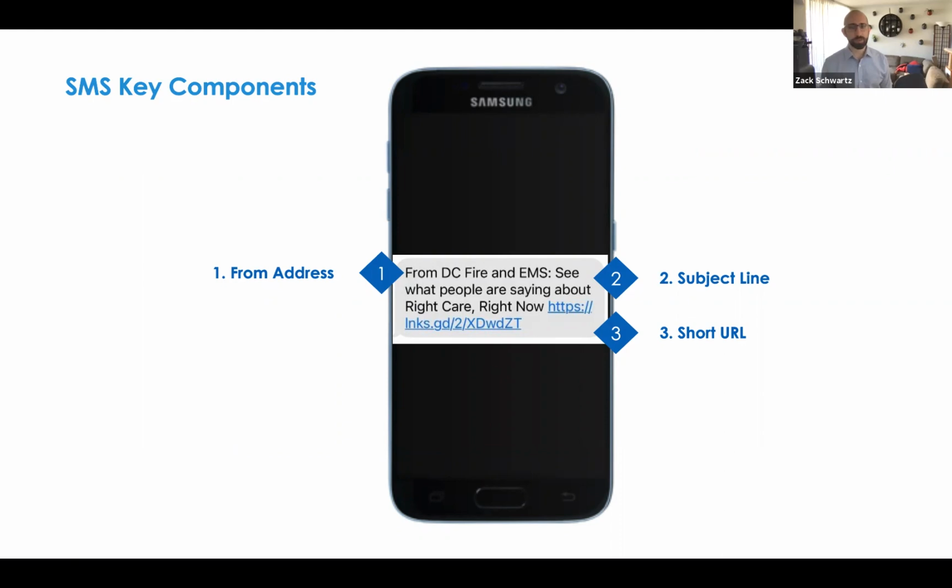You have your from address, which is actually within the body of the text. There's not a separate field for a subject line or a from address. Here we have the subject line of that email that we had tested before, and a short URL that leads to the email version of this SMS. Generally, if you are doing an SMS alongside an email, we recommend you include who it's from, and then direct people to a website version of the larger email so that they can get all the same information. You're condensing the email into the subject line for the SMS, and then allowing them to click on the link, which brings them to a landing page where they can see the actual email.